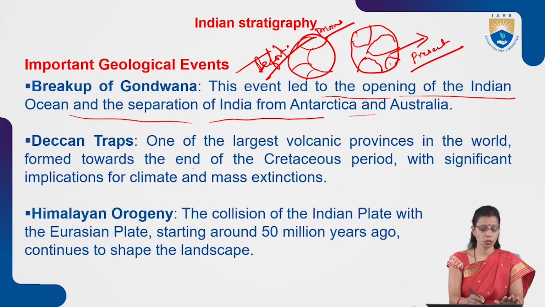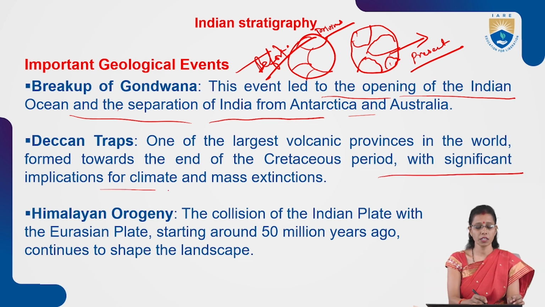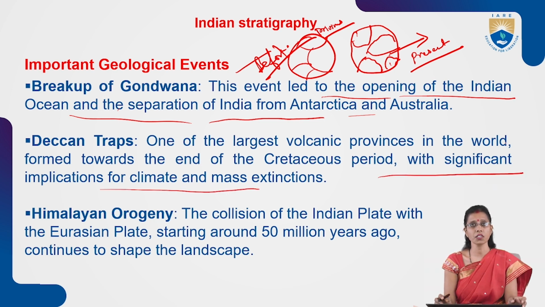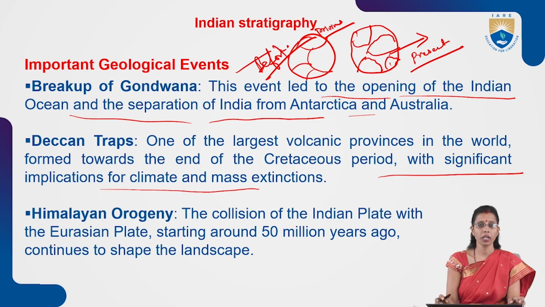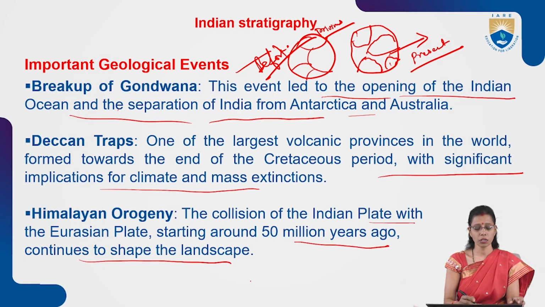Next, the Deccan Traps, one of the largest volcanic provinces in the world, formed towards the end of the Cretaceous period, with significant implications for climate and mass extinctions. Next is the Himalayan orogeny, the collision of the Indian plate with the Eurasian plate starting around 50 million years ago, which continues to shape the landscape.